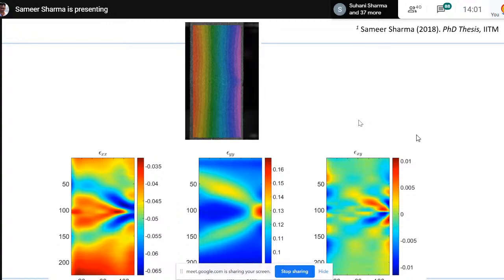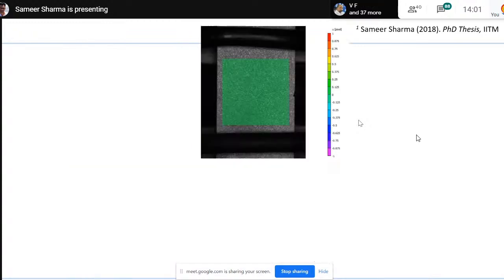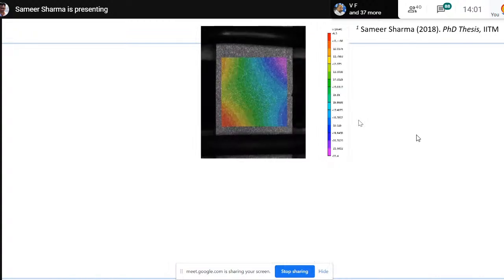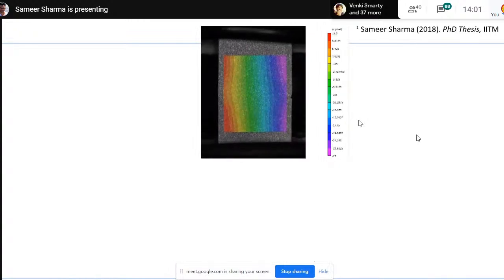Based on this behavior, we take these results, we take them through the inverse technique that I told you, and we compute the material properties of such material. One more example is, look at rubber. Look at the kind of deformation it is going through.